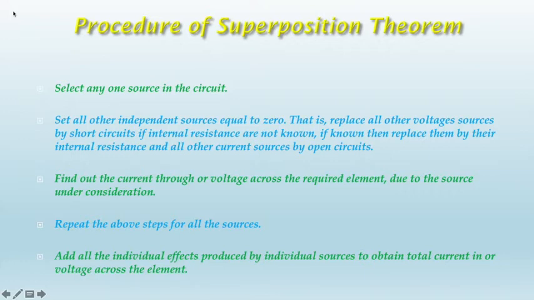Third, find out the current through or voltage across the required element due to the source under consideration. Next, repeat the above steps for all the sources. Then add all the individual effects produced by individual sources to obtain the total current in or voltage across the element.